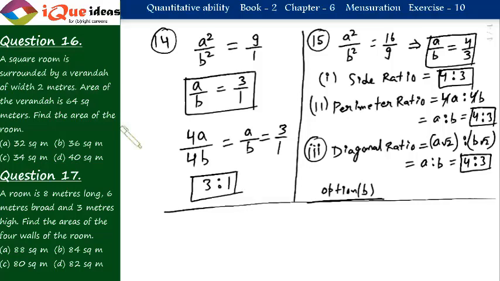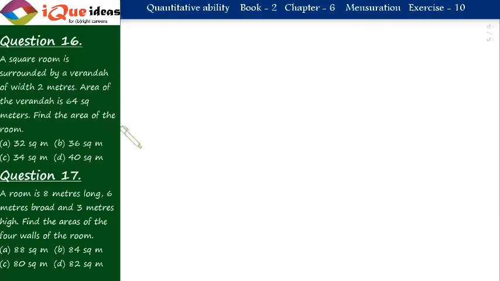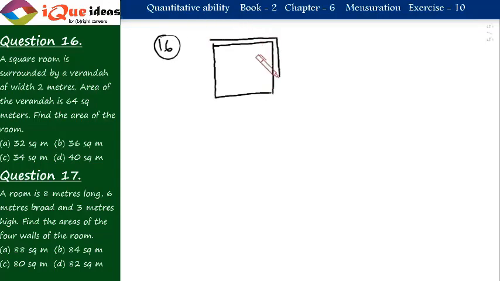Alright, now let's take up the next question, question number 16. It says a square room is surrounded by a veranda of width 2 meters. Let's draw the diagram first. This is a square room, right? And this is surrounded by a veranda of 2 meters. So this width of veranda is given as 2 meters.